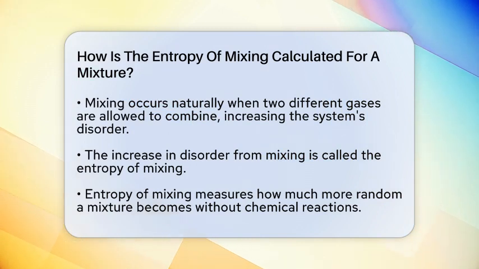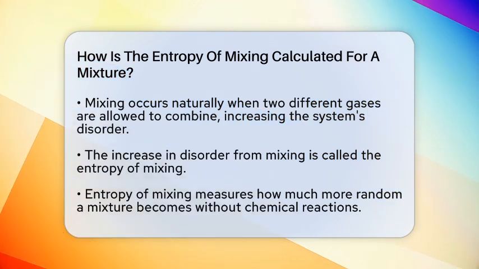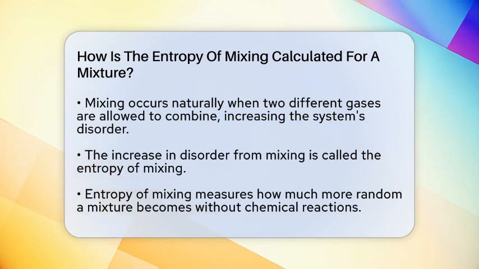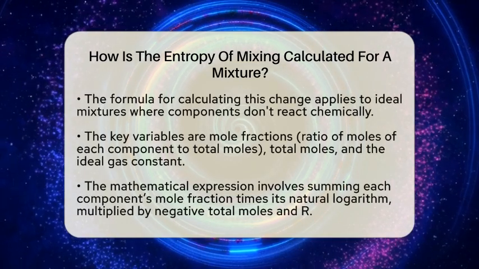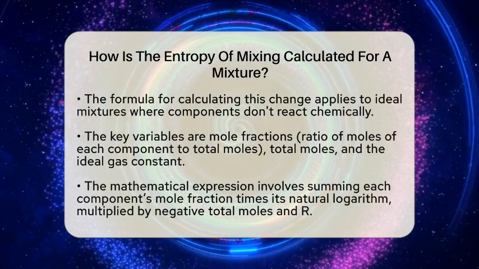To figure out the exact amount of this increase, we use a specific formula that works well for ideal mixtures. These are mixtures where the components don't react chemically and behave predictably. The key idea is to look at the mole fractions of each component in the mixture. Mole fraction is just the ratio of moles of a particular substance to the total moles in the mixture.